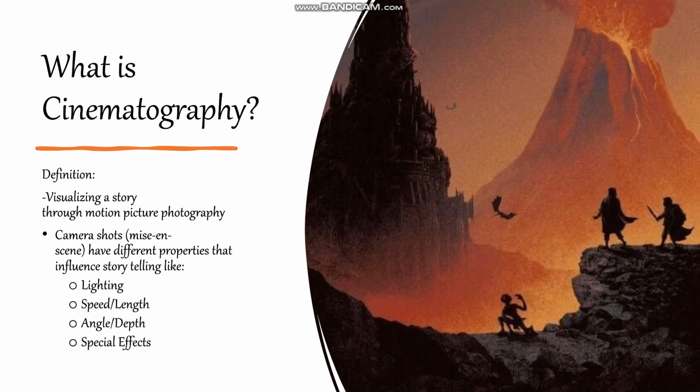In movies you will see every scene be properly organized by the stage director and set up the stage props and all the different properties of that scene, which is also known as the mise-en-scene. Camera shots have different properties in those scenes that influence the storytelling, like the lighting of the scene, whether you want to create a mood of happiness or suspicion, it will be through the lighting of the scene.